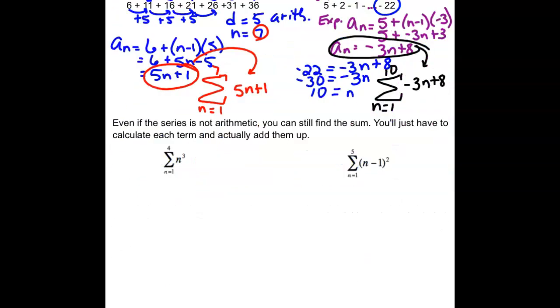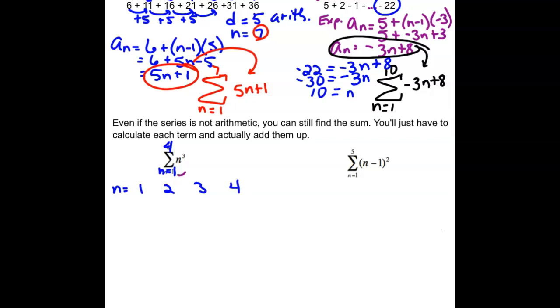All right, so we've been focusing on arithmetic series. I do want to point out that even if the series is not arithmetic, we still can find the sum. It just means we have to actually calculate all the numbers in our list and then actually add them up with our calculator. So it works nicely when we don't have a lot of numbers in the list. Like here we're saying n is starting with a 1 and it's going up to a 4. So there's only 4 numbers in my list. So let's list this out. 1, 2, 3, 4. Let's figure out what those 4 terms are.